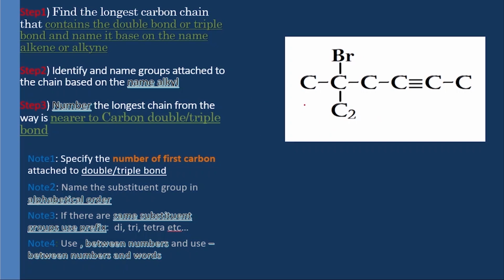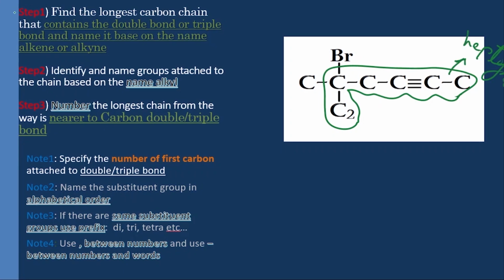As you know, step 1, we have to find the longest carbon chain that contains the triple bond. If you start numbering in a straight way, we have 1, 2, 3, 4, 5, and 6 carbons. But if you start numbering from here, where we have a C2, we have 1, 2, 3, 4, 5, 6, and 7. So if you start numbering from down to right, we have more carbons in the chain where the triple bond exists. So the right way is this way, where we have 7 carbons. And we know the name of 7 carbons based on alkyne is heptyne. So step 1 is done.